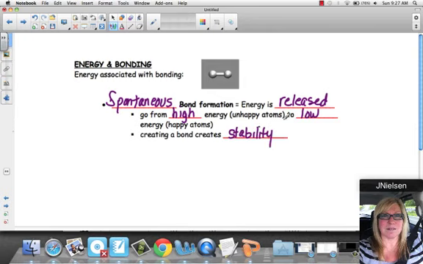So here you might want to put unstable, because that's the excited state, they're unstable. And here you might want to put stable. So creating a bond creates stability.